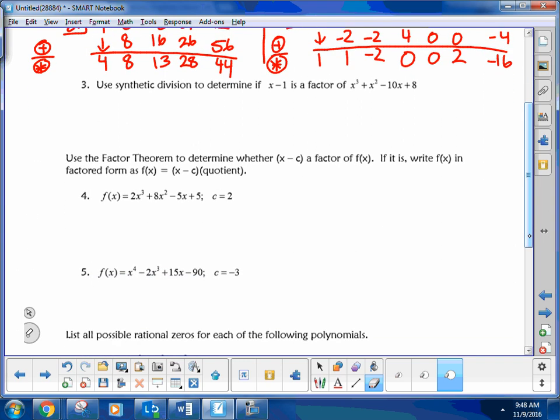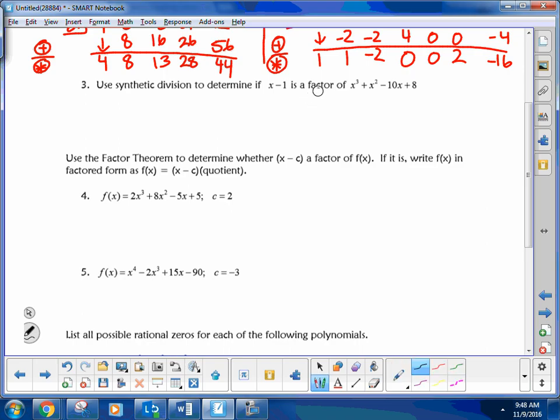Question 3 says use synthetic division to determine if it's a factor. With this one, we're just going to use synthetic division and see if we get a remainder of 0. We have a factor if the remainder is 0. So if we get an R of 0 at the end, then we prove we have a factor.